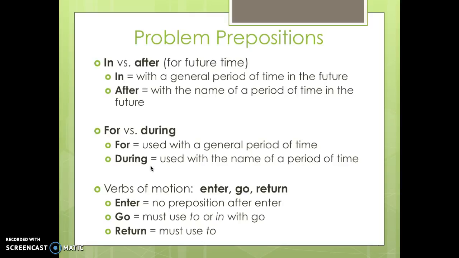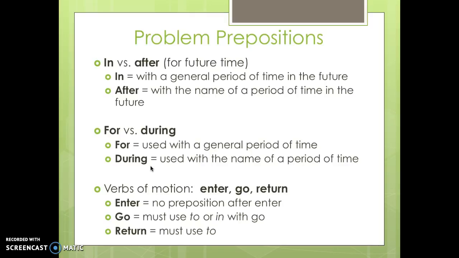Verbs of motion. Enter, go, and return. Enter, we do not use a preposition after enter. Go, you should always use to, or sometimes in, when using the verb go. And then return, you have to use to when you use return.